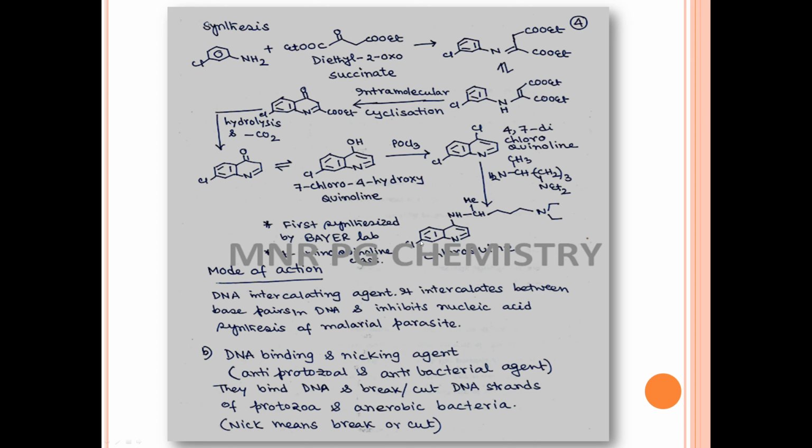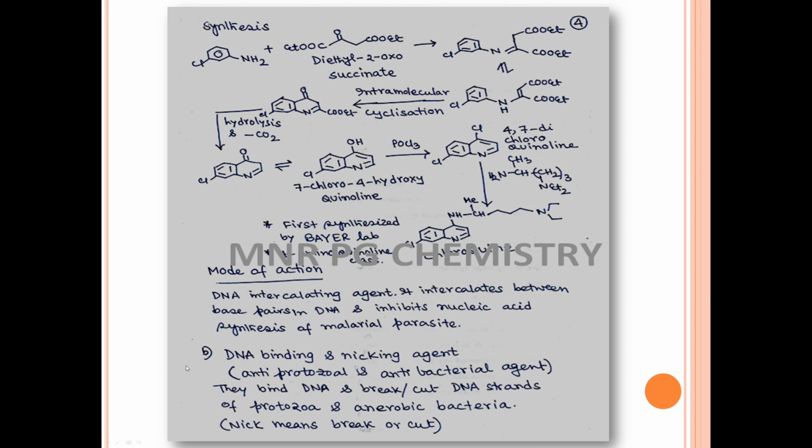Chloroquine is not available in nature, and it was first synthesized by the Bayer laboratory. Now what is the mode of action? These are all DNA intercalating agents. It intercalates between the base pairs in DNA and inhibits the nucleic acid synthesis of malarial parasites. So with this, the DNA intercalating agents are finished. Only for daunomycin and adriamycin the synthesis is not there. Only the mode of action: if any molecule comes under this DNA intercalating category, you have to draw that first picture we drew, the pictorial representation showing how the DNA deforms.